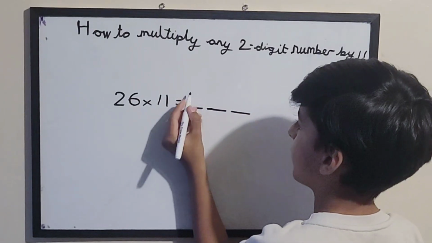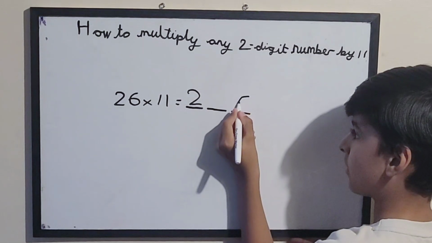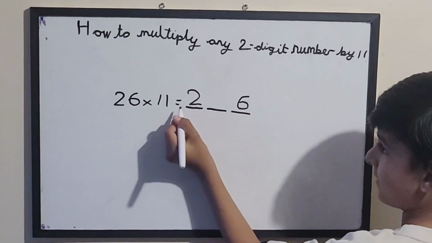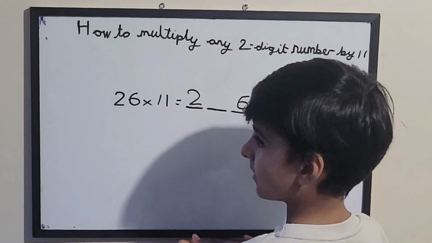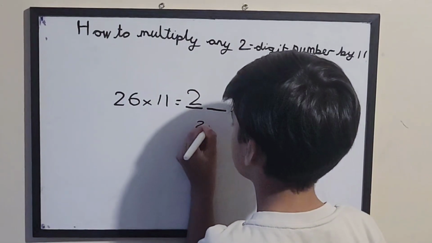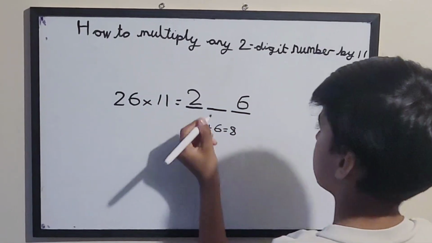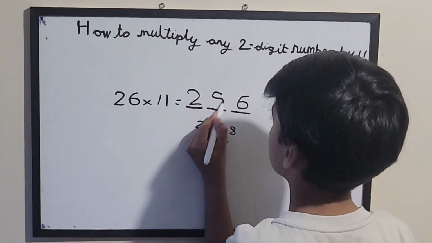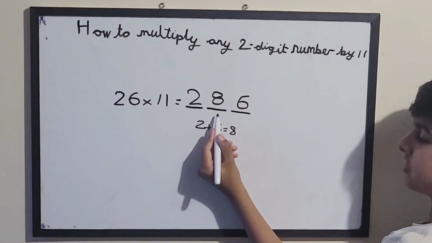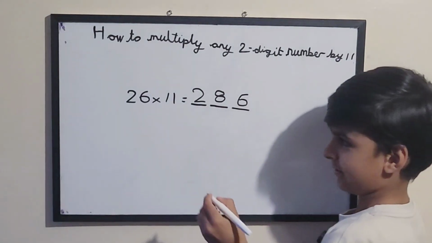Write 2 on one and 6 on the other one. So it's spread out like this. So we're going to add them up. 2 plus 6 equals 8. So 8 is the middle part. And here is your answer. The answer is 286.